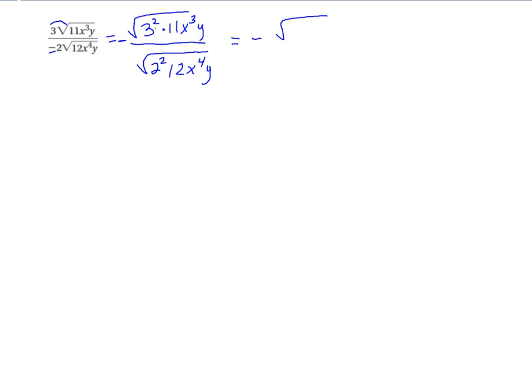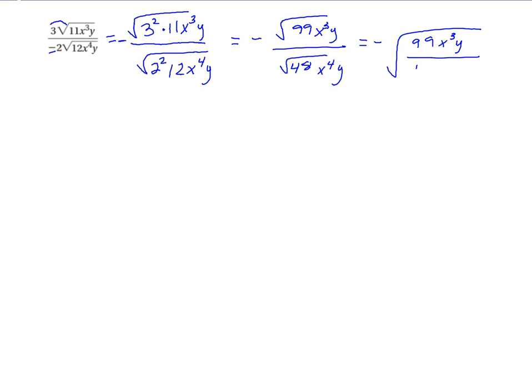Well, 3 squared, that's 9. 9 times 11, that's going to get me 99 x cubed y over the square root of 2 squared, which is 4, and then 4 times 12, that gets me 48 x to the 4th y. And now I'm going to put it under one big square root. The negative sign is still out there. So 99 x cubed y over 48 x to the 4th y.